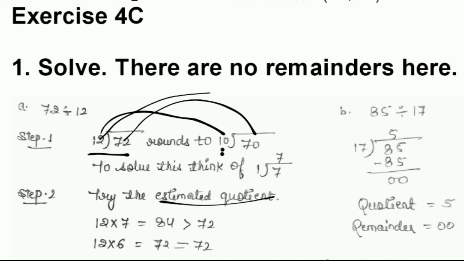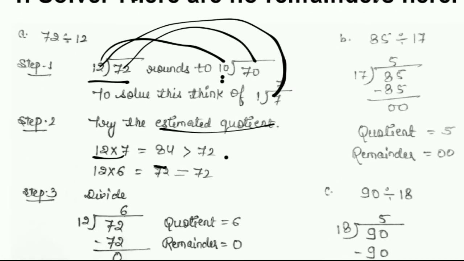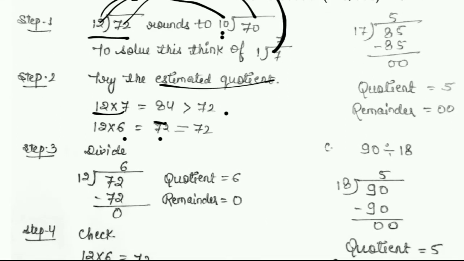So 12 sevens are 84. This number is more than this number. Now we will take one less number, that is 6. 12 sixes are 72. 72 and 72, we get the same answer. So directly we can do it now. 72 divided by 12 is 6. So the quotient is 6, and the remainder is 0.